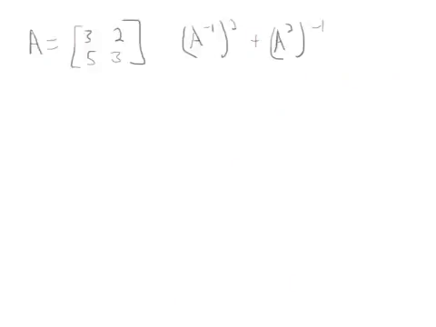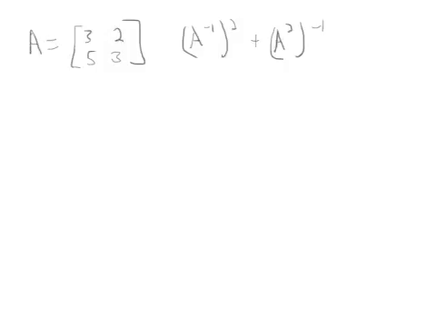Here we are given matrix A equaling 3, 2, 5, and 3. We're trying to calculate the following: A inverse squared plus A squared and the inverse of that. Keep in mind this is not quite the same as regular algebra, where the negative first power means taking 1 over the number. What it does mean here is that you're taking the inverse.